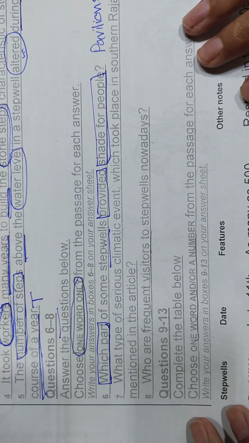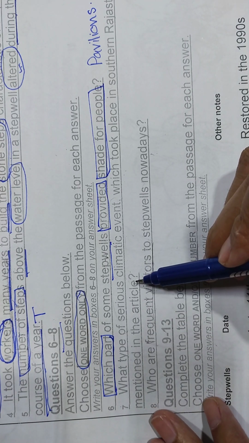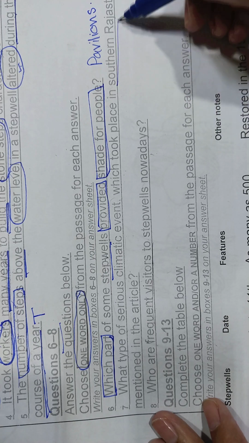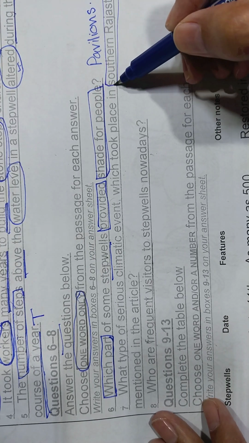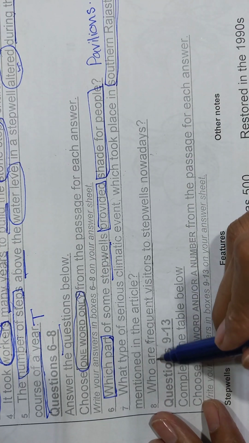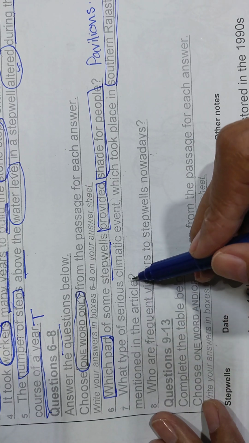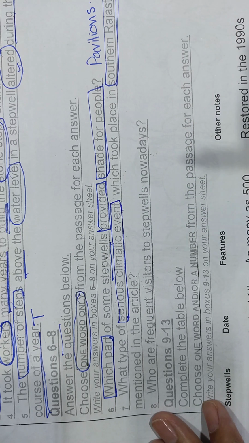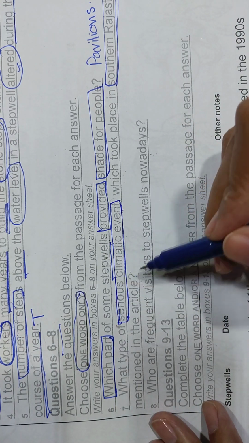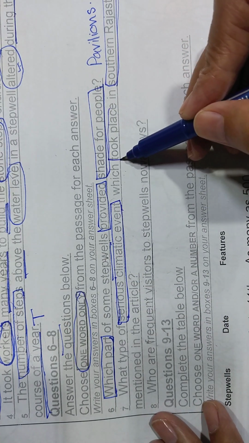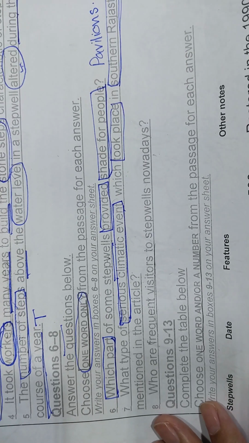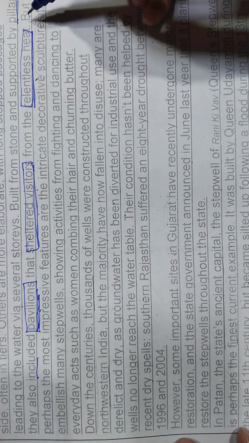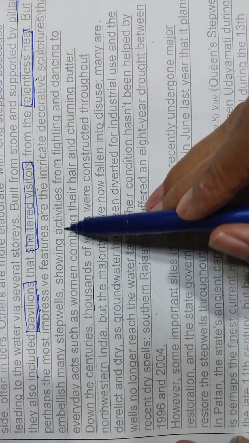Okay, next move towards our next question. What type of serious climate event took place in southern Rajasthan? The name of the place, southern Rajasthan, is mentioned in the article. So what type of serious climate event? They are talking about something that happened in the climate, or climate change, which took place in Rajasthan. So we are supposed to find out where the word Rajasthan is. Immediately we are supposed to find the word Rajasthan.